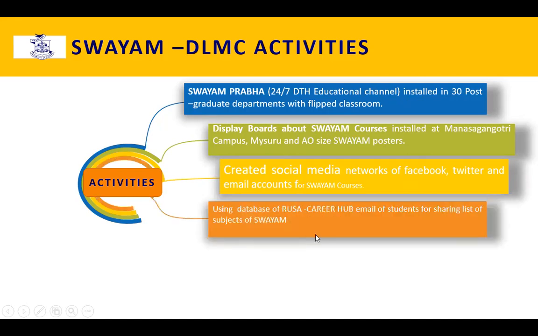Then we use the database. In our University of Mysore we have the career hub. Under the career hub, any student enrolling or admitted for a particular course has their email registered. As soon as a course is released, all the courses are automatically made available to the respective student's email, and they can see which courses are available. This is also one of the advantages for students.